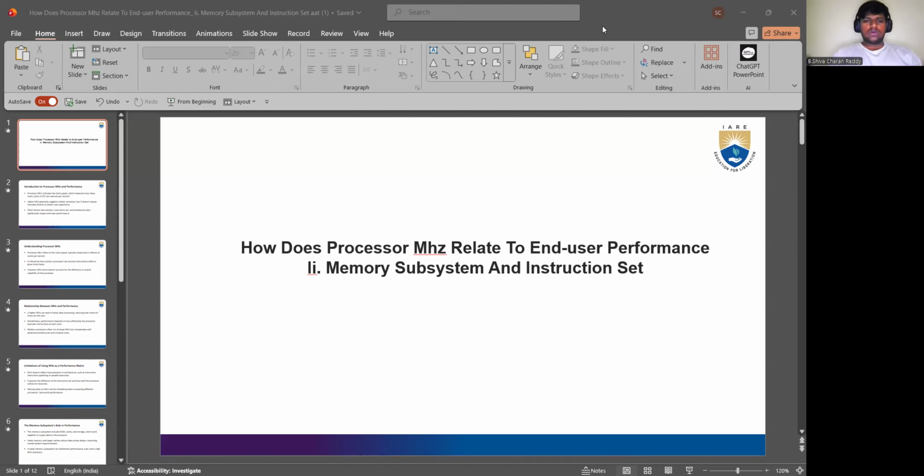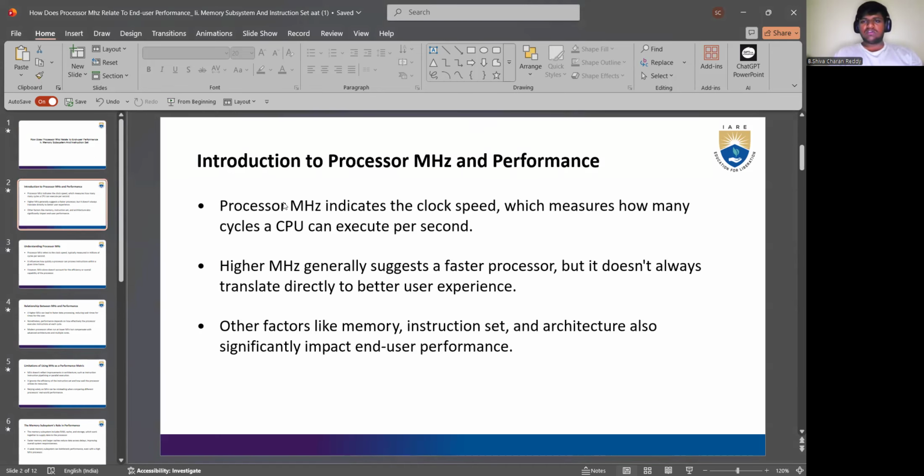Hello everyone. Today we can talk about how processor megahertz relates to end user performance. This also relates to the memory subsystem and instruction set too. Coming to the introduction to processor megahertz and performance.